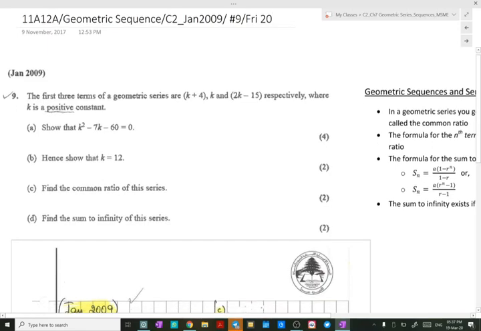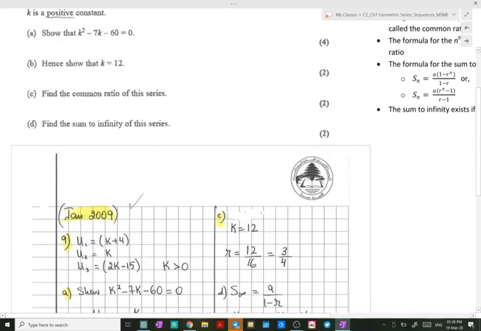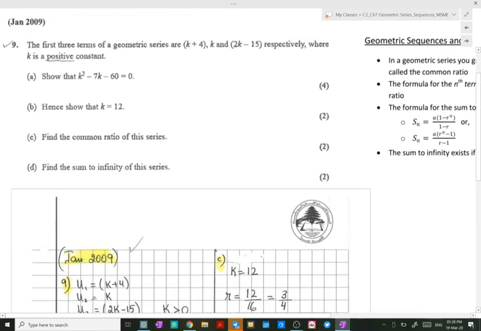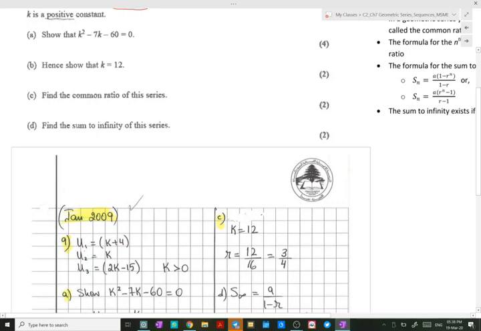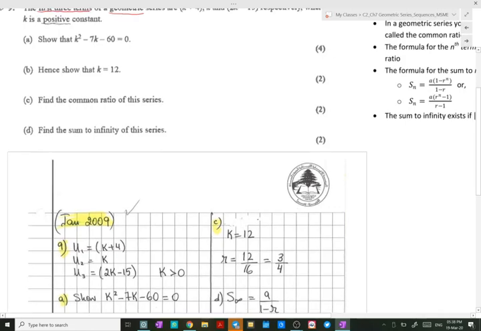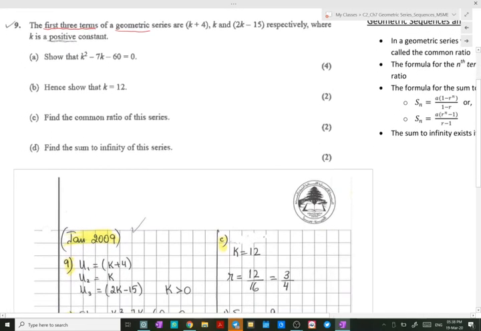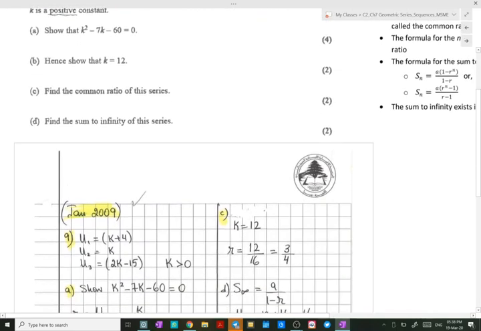So first thing, we know that they gave us the first three terms of a geometric sequence. So they declared that this is a geometric sequence or series. So let us name them: U1 is k plus 4, U2 is k, and U3 is 2k minus 15. And remember that k is greater than 0, it's a positive number.